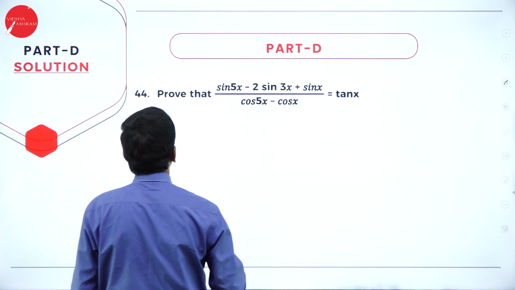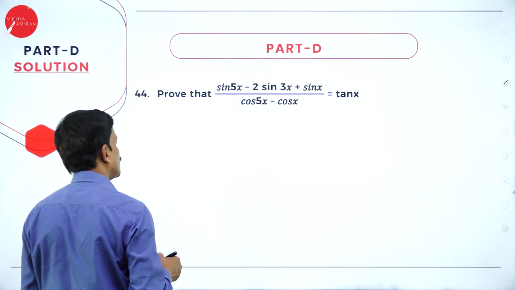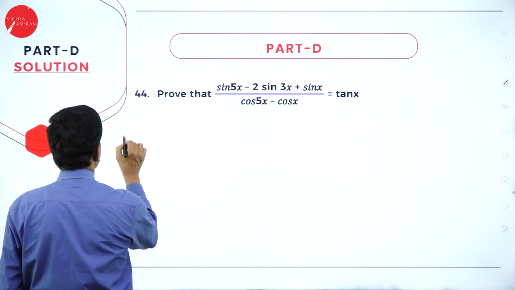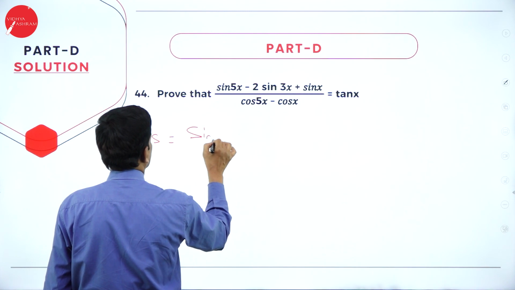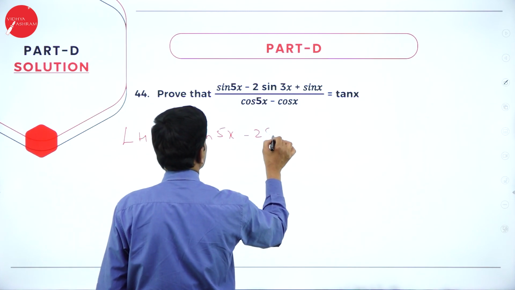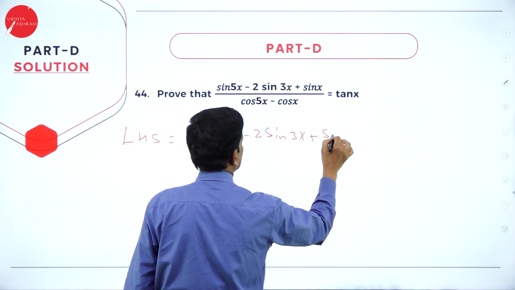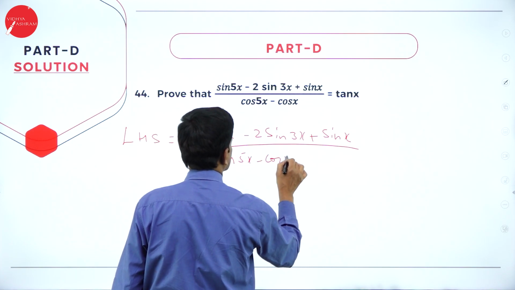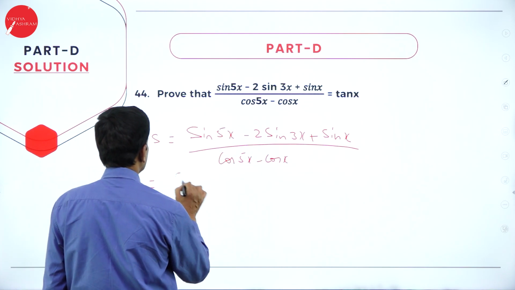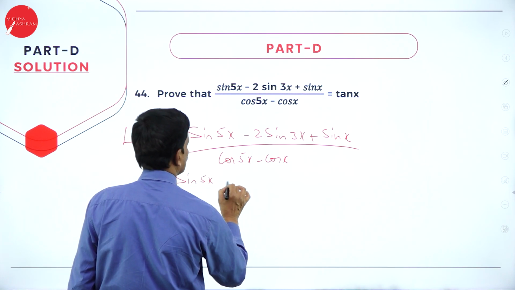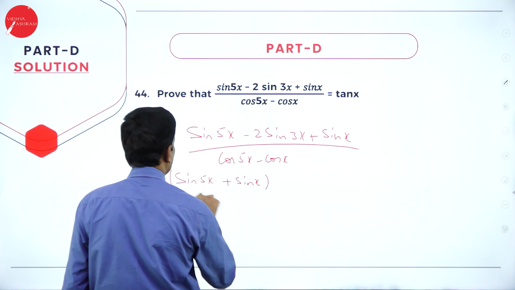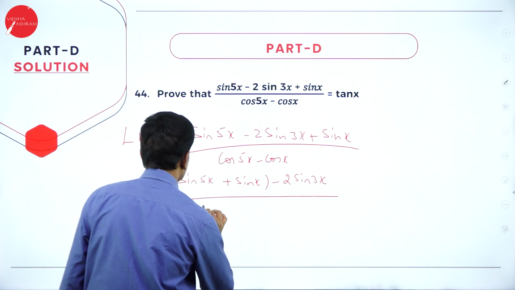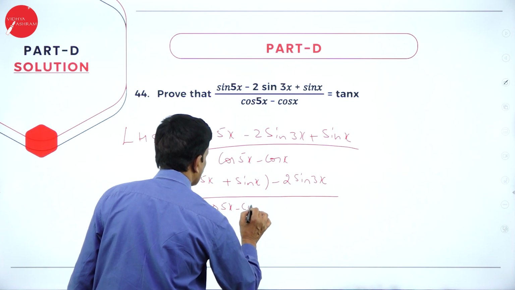From trigonometry, prove that (sin 5x minus 2 sin 3x plus sin x) divided by (cos 5x minus cos x) is equal to tan x. Now let us take LHS. Sin 5x minus 2 sin 3x plus sin x divided by cos 5x minus cos x. Now let us group these two terms. Make a group of sin 5x plus sin x, and minus 2 sin 3x as it is in the numerator. The denominator is the same, cos 5x minus cos x.